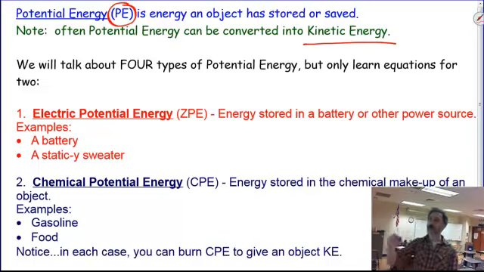All right, so throughout this unit, we're going to talk about 4 different types of potential energy, but we're only going to learn equations for 2, all right? And today, we're only going to learn equations for 1 of them, and the second one we'll get in the next video.